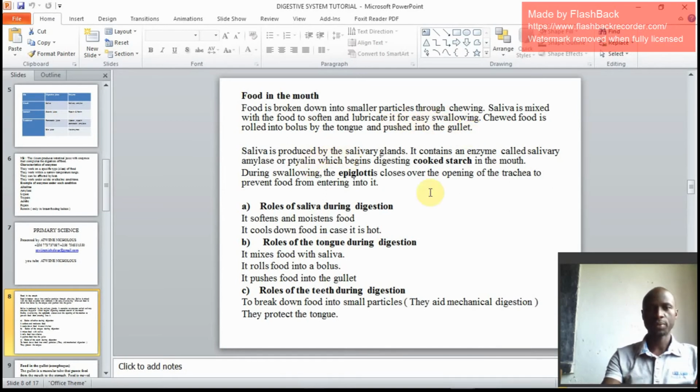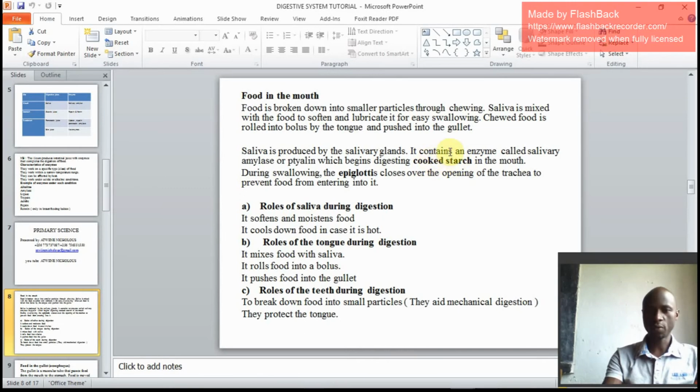Saliva is produced by salivary glands. They may pose the question, what produces saliva? Or identify the glands that produce saliva. So salivary glands produce saliva, and it contains an enzyme we call salivary amylase, or ptyalin. It begins digestion, or it digests cooked starch.